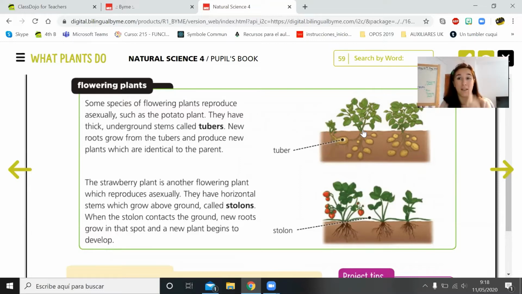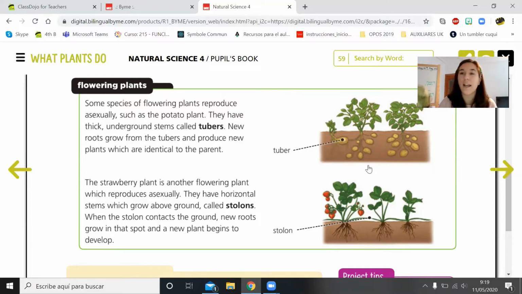Normally the stem is over the ground and the roots are inside. In this type of flowering plants, the stem is up out of the ground and inside the ground, there is a part of the stem that is called tuberculo. Sometimes those tubers grow new roots and new stems, and they create a new plant like this, like in the picture.